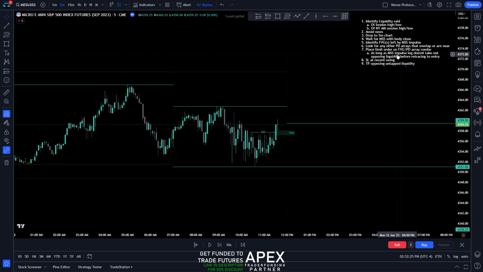You can look. I don't think this is considered with Nexus Blast when he talks about how he trades this model and the rules that he has. I like to. To me, it just adds more confluence. So look for your PD arrays there. As long as the market structure shift impulse leg doesn't take out opposing liquidity before retracing to entry, you place your limit order on that fair value gap or PD array combo.